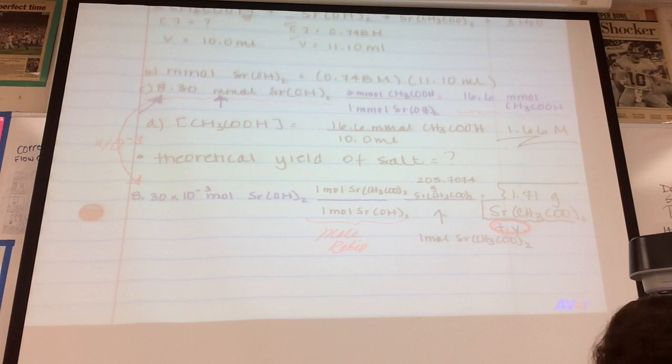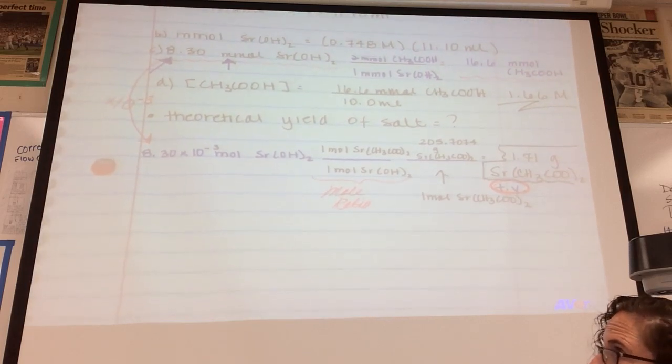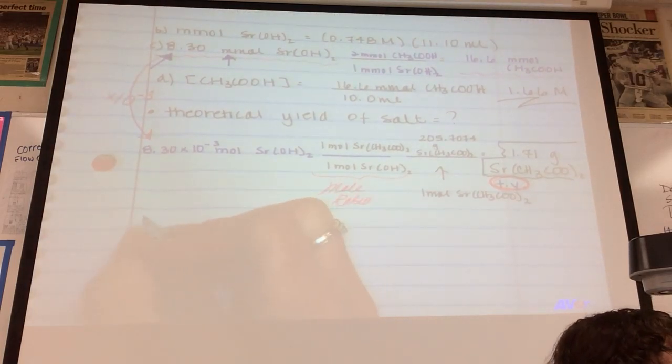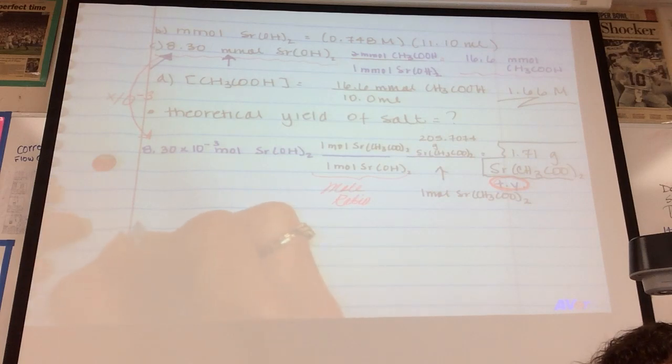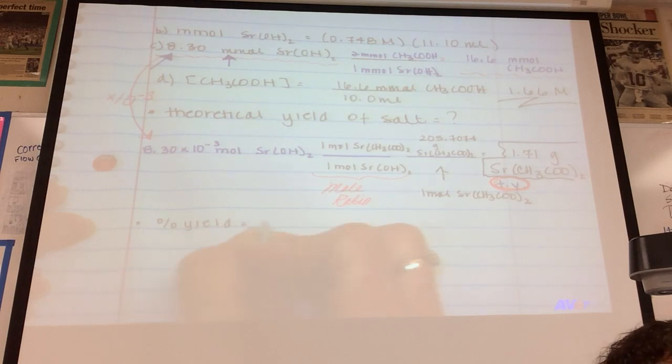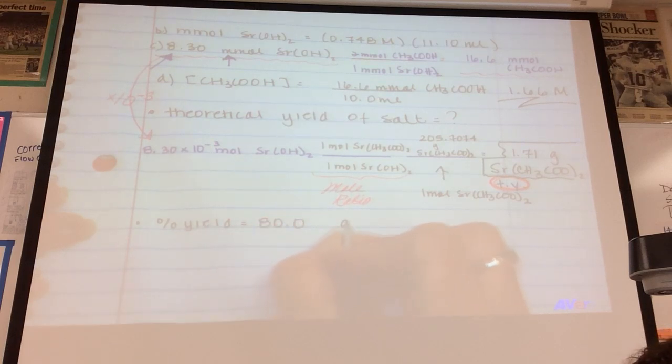The last question in this problem asks what the actual yield is. They tell you the percent yield is 80, and they want to know the actual yield. The actual yield is how much you generate in the laboratory.